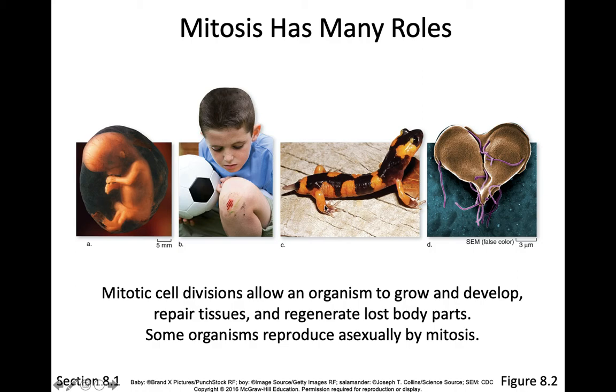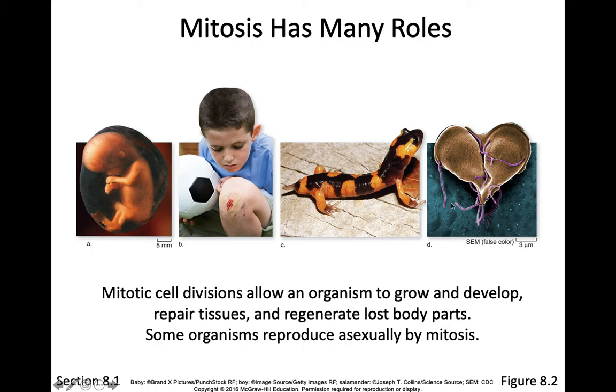They can grow back arms, they can grow back legs, all kinds of stuff. And then if you're an asexual organism, they can divide by mitosis. They don't need to have sex. They don't need to shake up their genetics. So they can sometimes divide by mitosis, but not always.